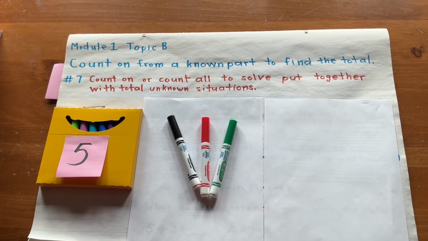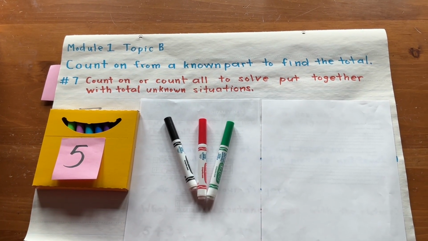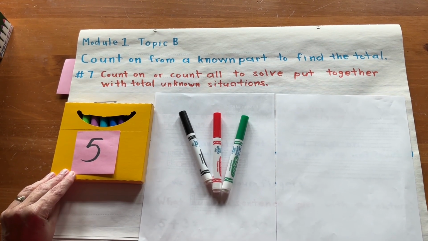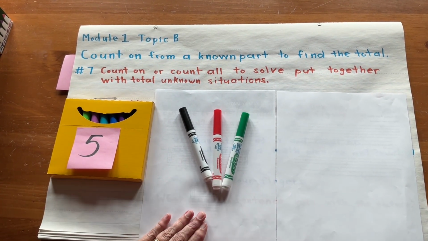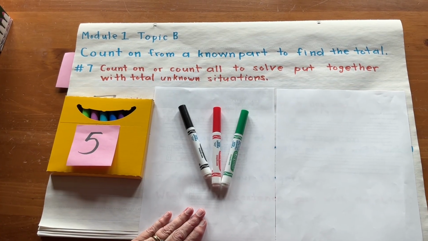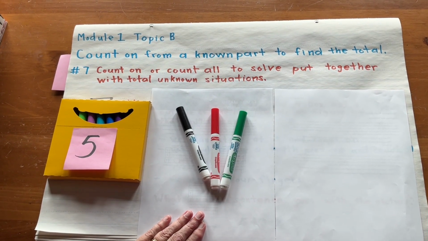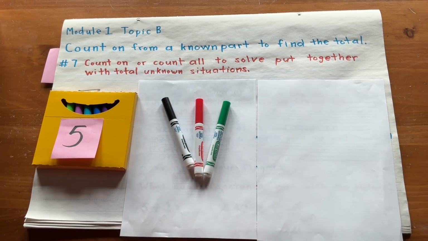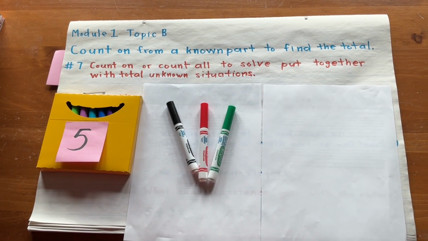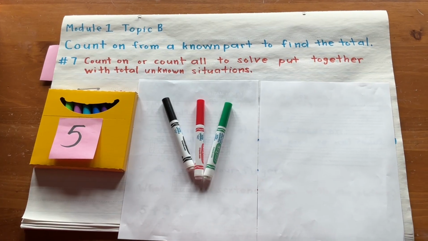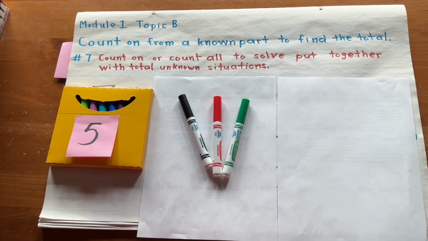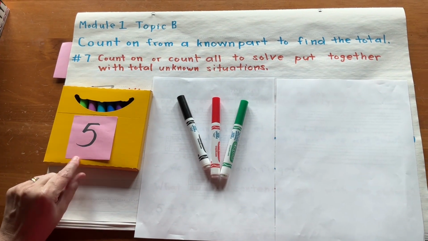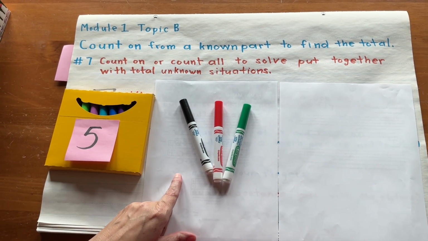What do we know about the markers? We have 5 markers in the box and 3 markers outside of the box. Are there more markers in the box or outside of the box? There are more markers in the box because I know 5 is greater than 3.